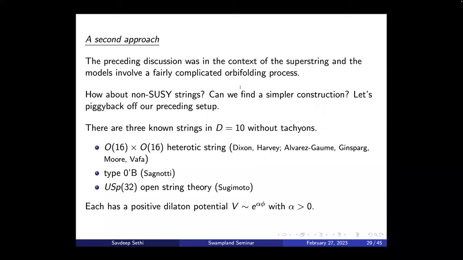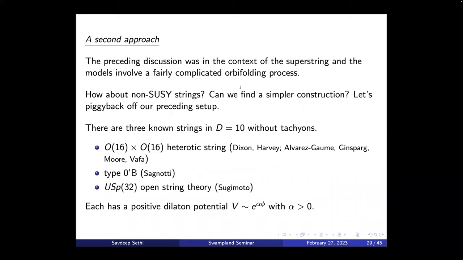Let's see if we can go through this. So the preceding discussion was in the context of the superstring, and the model involved a fairly complicated orbifolding process. But we can ask, could there be something simpler? Why don't we just consider non-supersymmetric strings to start? And let's try and piggyback off our preceding setup.